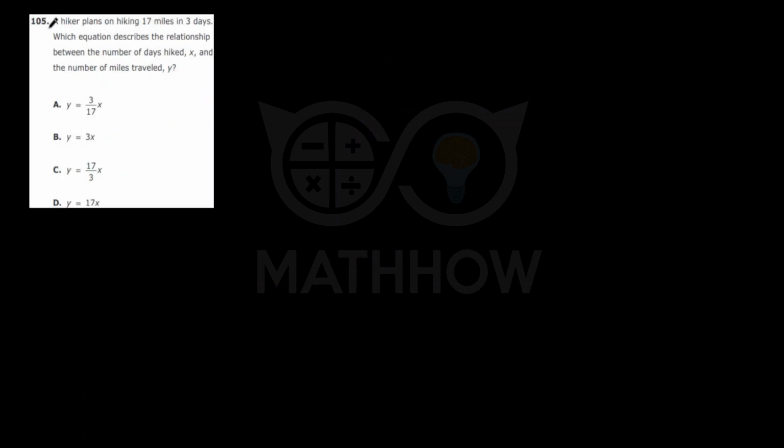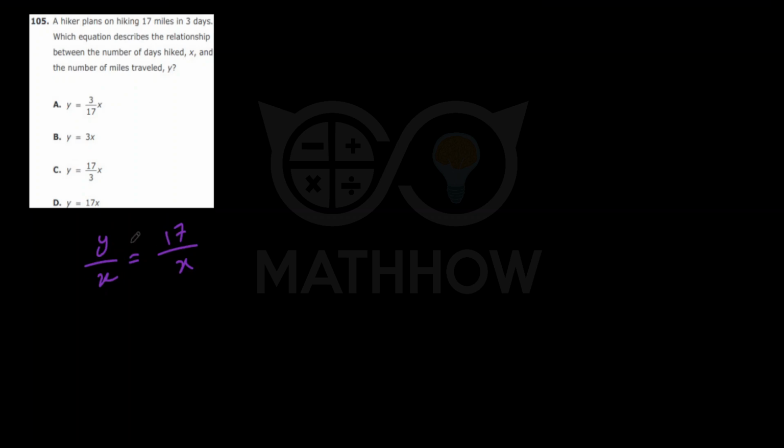Question number 105. A hiker plans on hiking 17 miles in 3 days. Which equation describes the relationship between the number of days hiked x and the number of miles traveled y? Y divided by x will be equal to the y represents the number of miles traveled, and he plans on hiking 17 miles. So this will be 17 divided by x, where x represents the number of days. This will be 3.